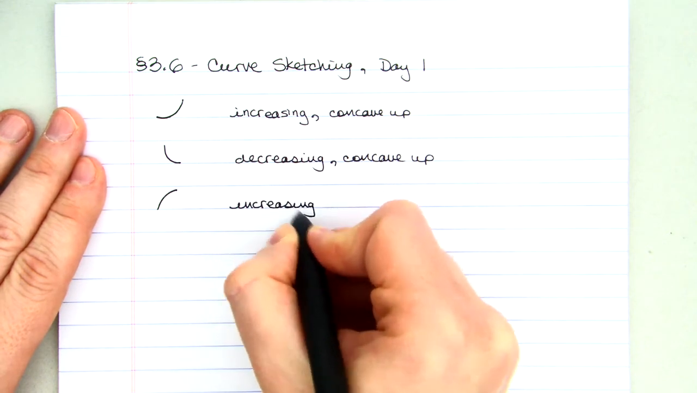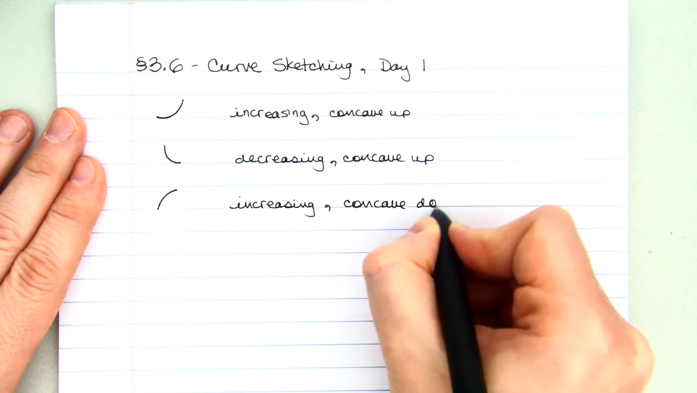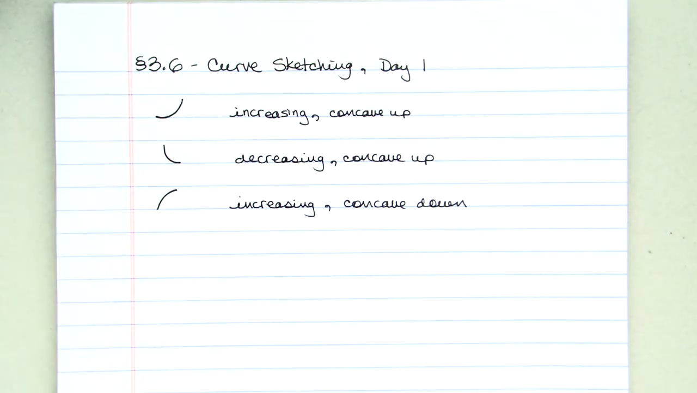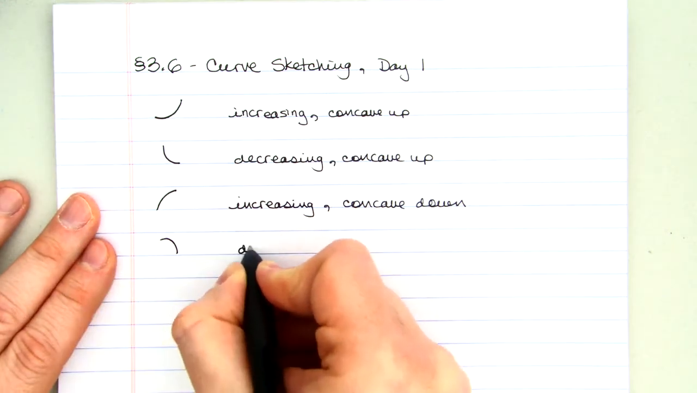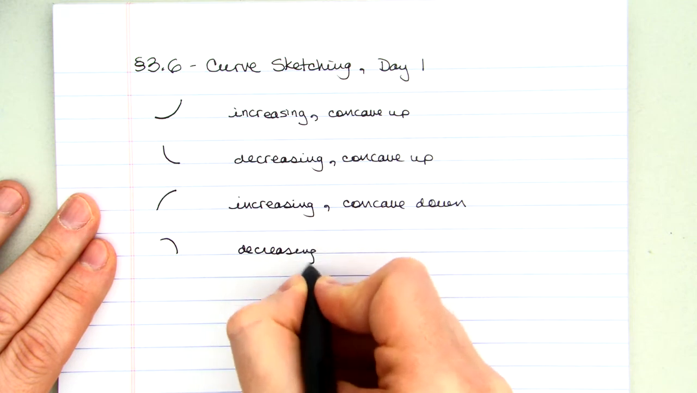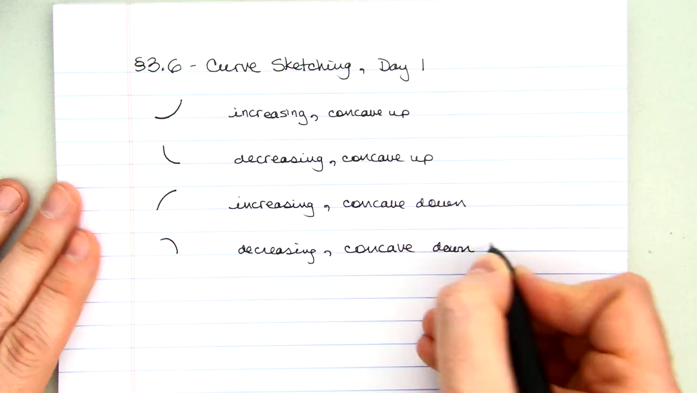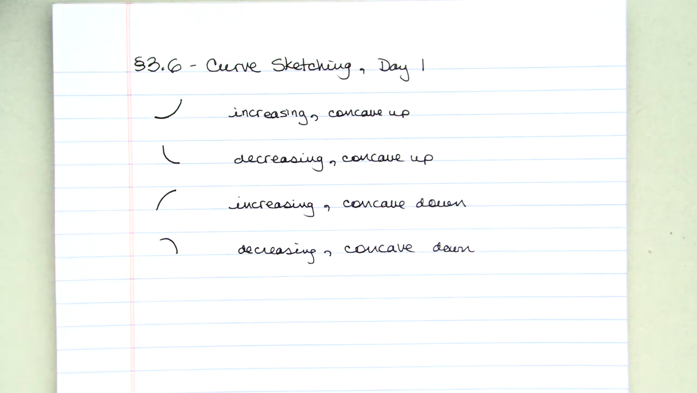Increasing, but concave down. I think you can figure out the last shape. See if you can figure out the last shape. I need something decreasing concave down. It's going to look like this. Decreasing and concave down. Every graph that we look at will just be made up of combinations of these 4 different shapes. Let me show you what I mean.